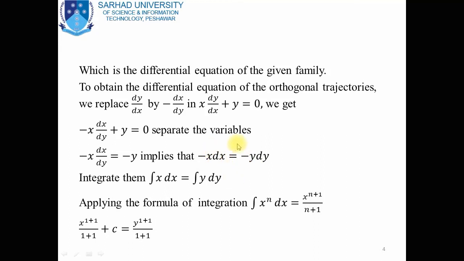So by separation of variables, now we can solve this differential equation by taking the integration of x with respect to x and the integration of y with respect to y. The integration of x is x^(1+1) divided by (1+1), plus c, this is the constant of integration, and the integration of y is y square divided by 2.